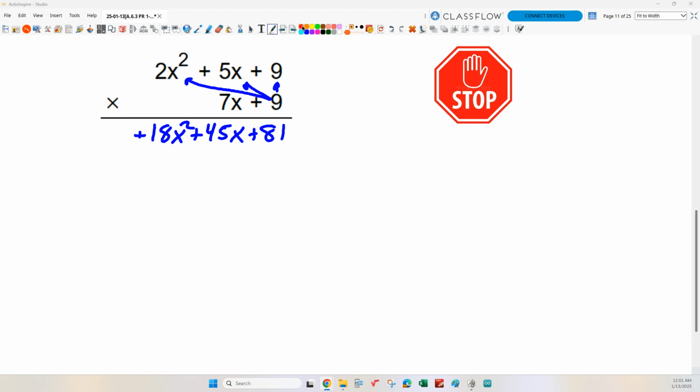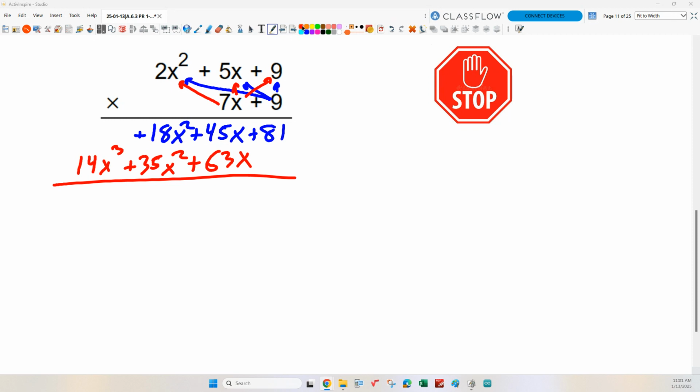Okay, then I can multiply the 7x, but now I'm starting in the x column. 7x times 9, 63x. Look how it lines everything up then, right? 7x times 5x, 35x squared, good. And then finally 7x times 2x. And look, then everything's automatically lined up vertically. So if you want to do it this way, I mean, most people probably don't, but if you want to, you can use this vertical multiplication also.